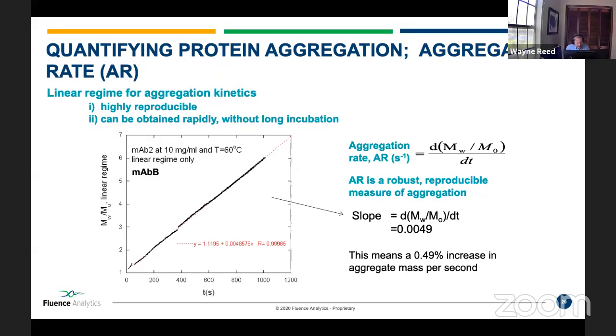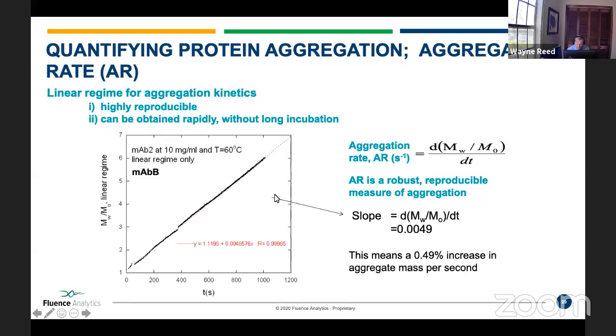Okay, that MW over M0, that's a normalized molecular weight. So it starts at one, that's the unaggregated protein at time T equals zero. As time goes on and aggregation continues, we get some kind of a signature. Often there's a linear initial portion. Not always, but usually. If we take the slope of that ratio with respect to time, it gives us the rate of increase. So the slope here is 0.0049.